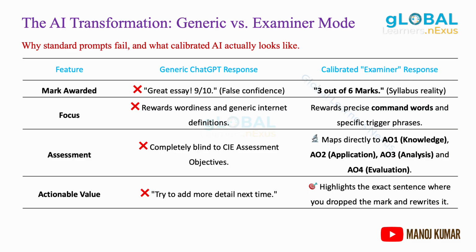Standard ChatGPT will lie to you. It'll say, great job, 9/10, because generic AI is a polite cheerleader that doesn't know Cambridge mark schemes. But in examiner mode, the gloves come off. It maps directly to assessment objectives. It won't give you a pity mark for a wordy paragraph if you missed the specific command word. This is the difference between walking into your exam with false confidence and knowing the exact blueprint of how you'll be graded. Revise smarter.